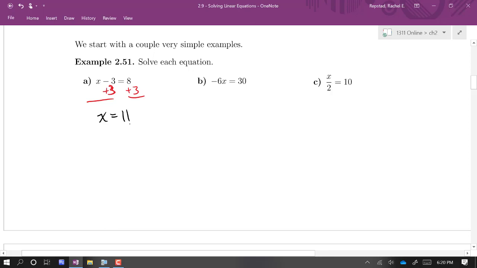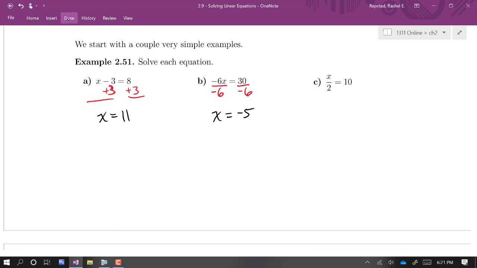In the example in the middle, I am multiplying x by -6 on the left side. I want to get x by itself. So in order to undo that multiplication by -6, I'm going to divide by -6. I am motivated to divide by -6 because that's what will isolate the x. And because I want to do that, I have to also do it on the right side. And so we get the result x equals -5.